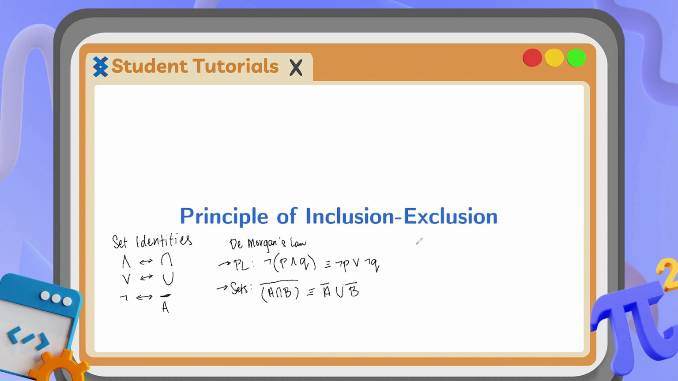Somewhat similar rules that follow also are commutative, associative, involution, identity, domination, idempotent, distributive.